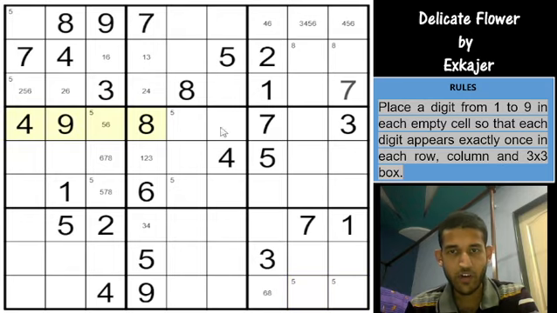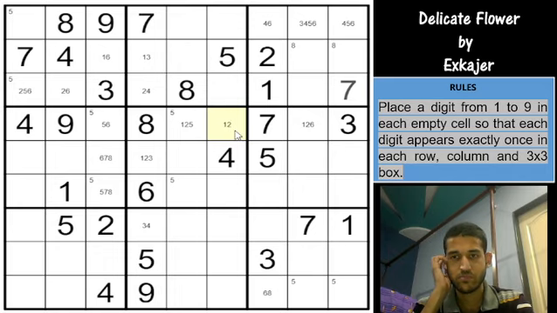Okay, row 4, 4, 8, 9, 3 and 7, right? Remaining digits must be 1, 2, 5, 6. So you have 1, 2, 6 here because 5 can't go here. And 6 is here, so these must be 1, 2, 5. And 5 can be eliminated, so that must be a 1 and 2.